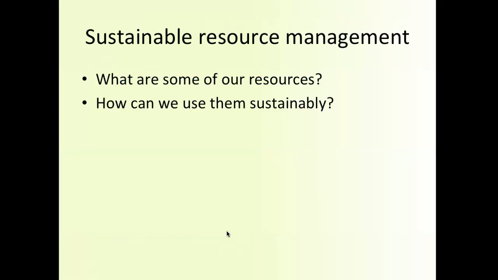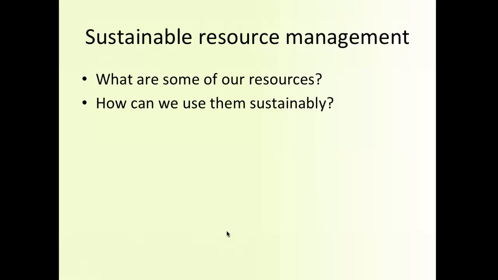So another application is just sustainable resource management. These are practices that allow the use of natural resources without damaging them, and that replenish them. So if you think about what are some of the resources that we use, right? Humans are a big organism on the planet, a very large population. What are some of our resources that are incredibly important to our survival? So water being one of them, right? So how can we use water sustainably?